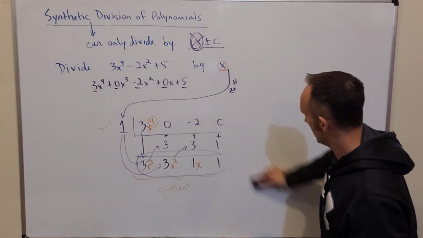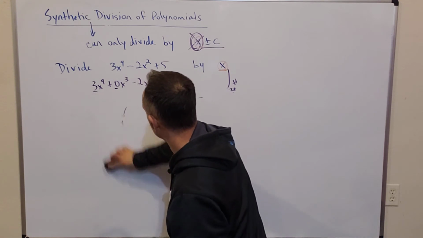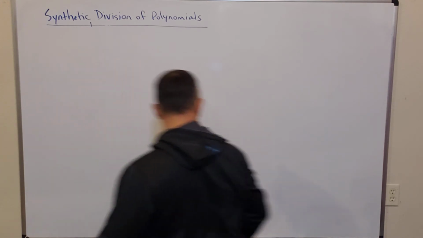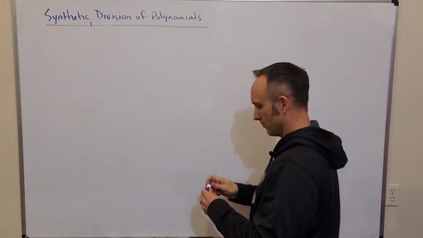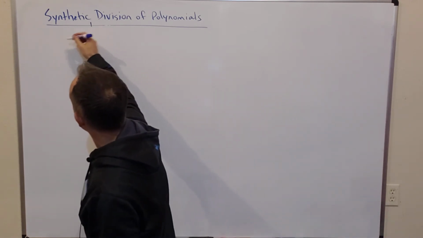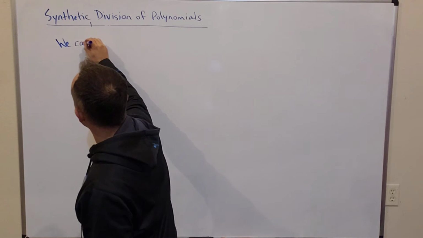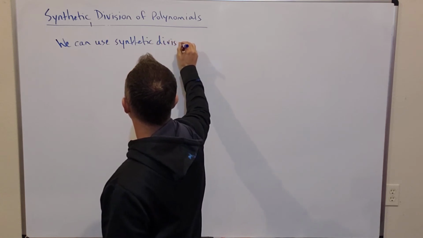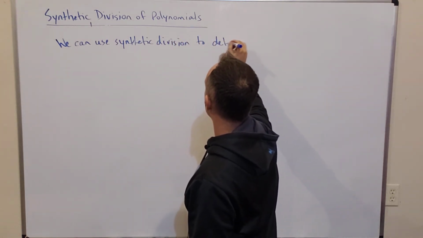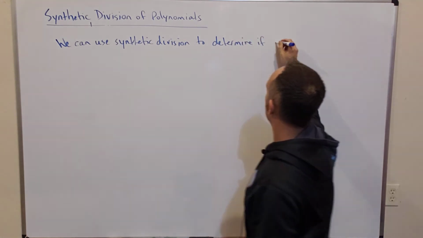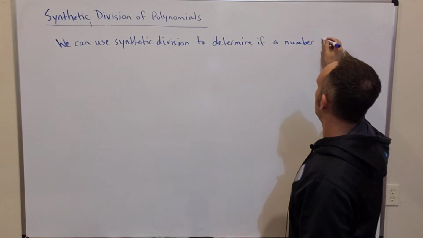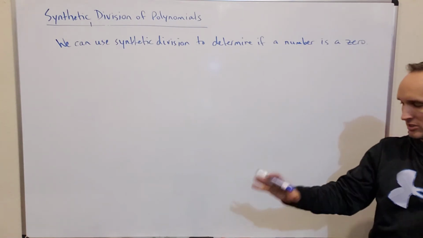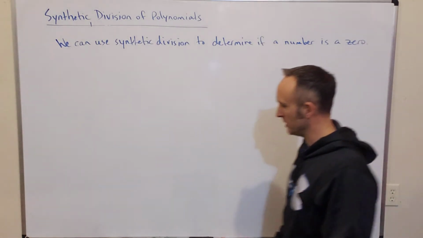A particular use of a polynomial, or a particular use of synthetic division. We can use synthetic division to determine if a number is a 0 of a polynomial. So we can use it to divide, purely to divide, but we can also use it to determine if a number is a 0. So let me show you that.